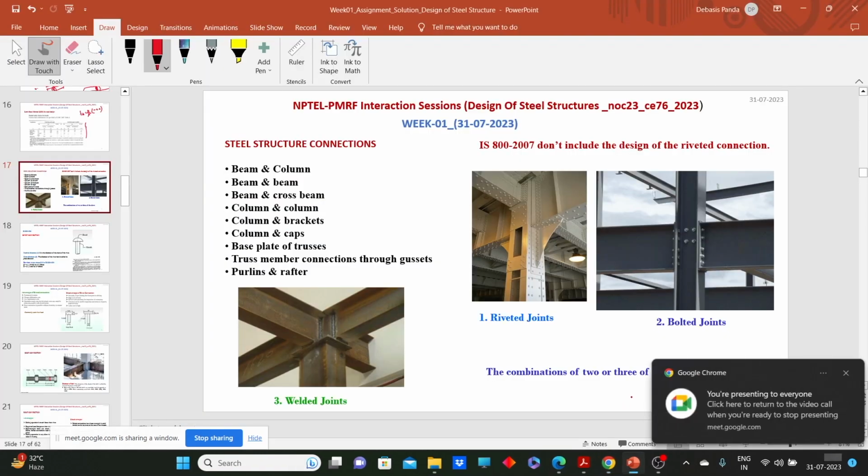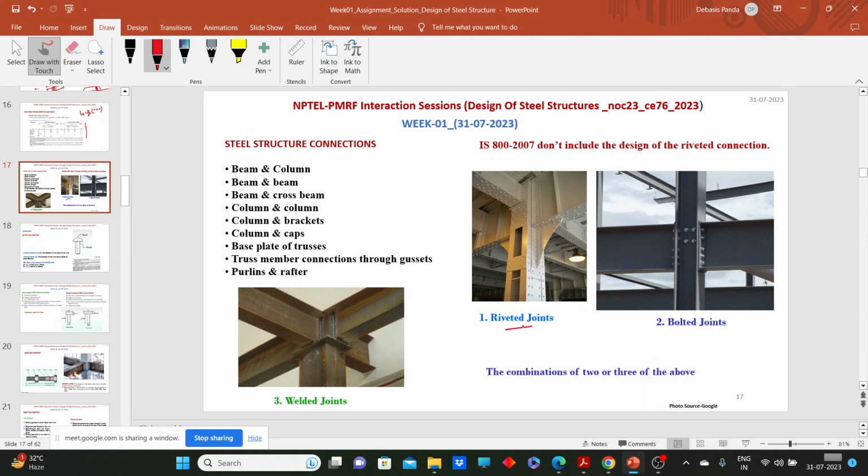Basically we have three kinds of fabrication methods and three kinds of joints. Firstly, the riveted joint. What do we mean by riveted joint? These joints are made from rivets. I will come to it. Now, bolted joints. These joints are made from bolts. Here you can see column-to-beam connections, and this column and beam are connected through bolts. The connections where bolt is used as a fastener, we can call bolted joints.